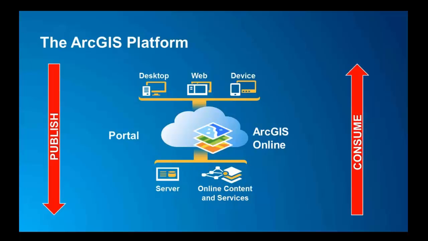So if you follow the red arrow down on the left-hand side of the screen, this is your publishing workflows, starting from the desktop and publishing up and making those services available. And then if you follow the red arrow up on the right-hand side of the screen, that's your consumption workflow. So that same service can be consumed by yourself or by others, whether it's across desktop, web application, or a mobile application.